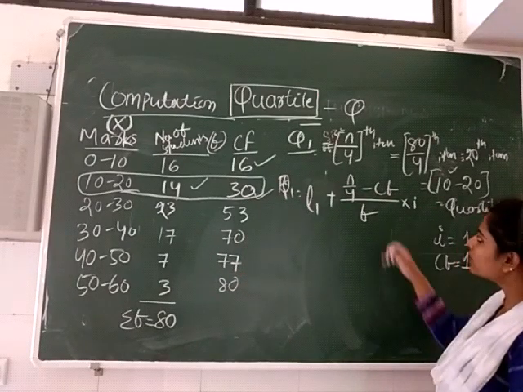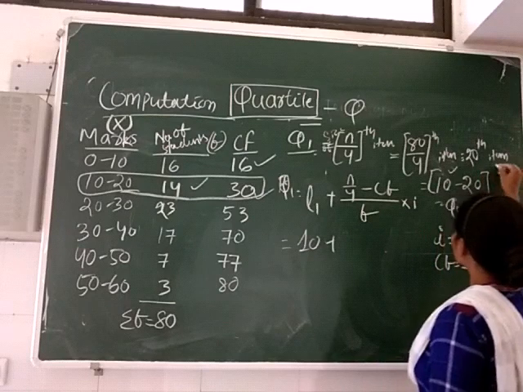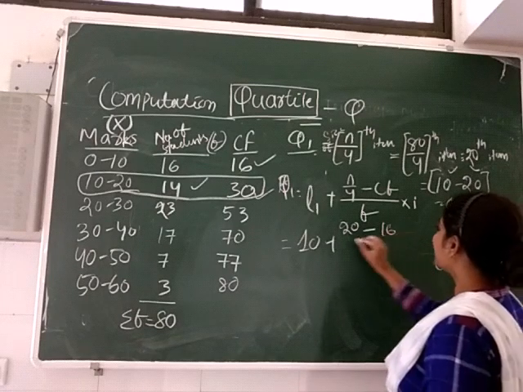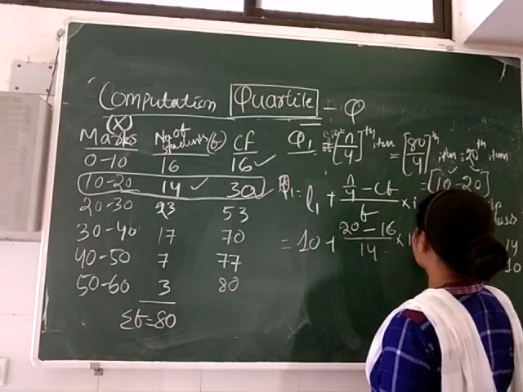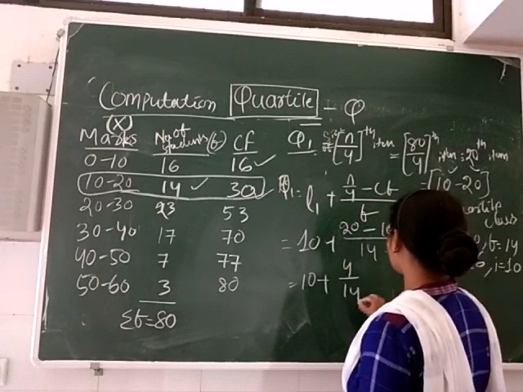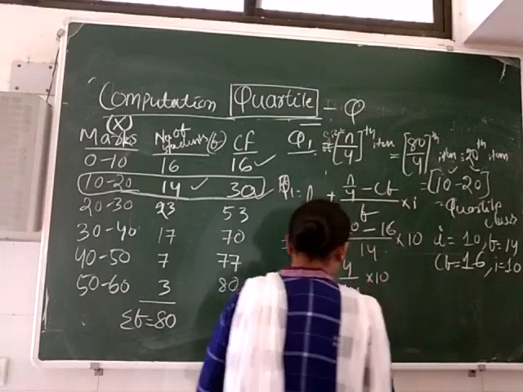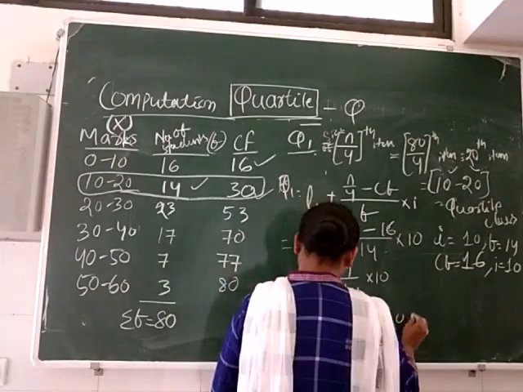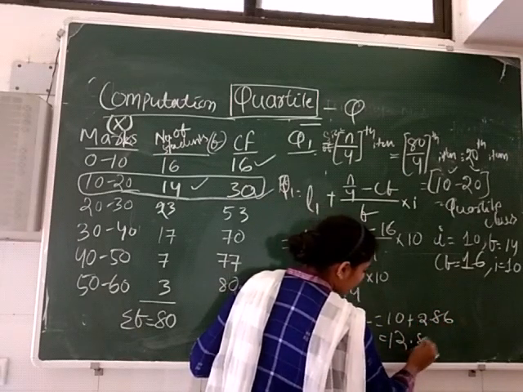So I equals 10. Now put these values in this formula. So Q1 equals 10 plus n by 4, the answer is 20, so 20 minus CF is 16, divided by F, F equals 14, into 10. Now solve this. This will be 4 by 14 into 10. So this is 10 plus 40 by 14, and this will be 10 plus 2.86. So the answer will be 12.86.